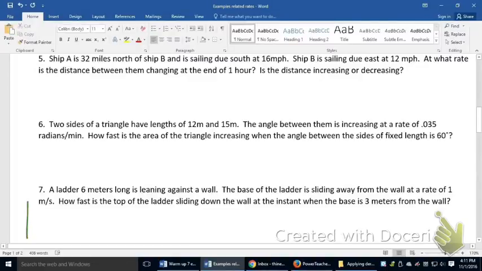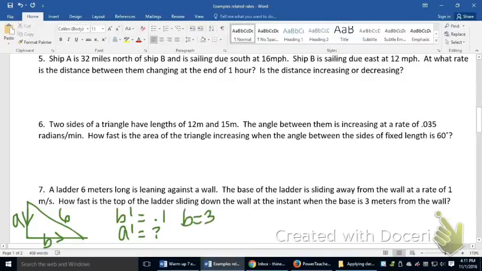So again, we have a ladder, 6 meters leaning against the wall. The base of the ladder is sliding away from the wall at a rate of 1 meters per second. So if we do A and B again, then B prime is 0.1. How fast is the top of the ladder sliding down the wall? So we're looking for A prime again. When the base is 3 meters from the wall, so the base is 3. And we know the ladder's 6.